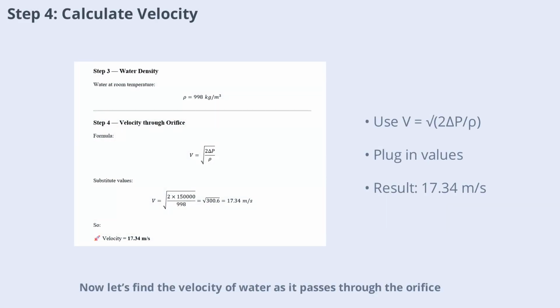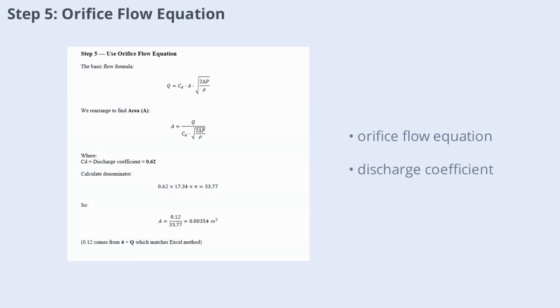We use the formula V equals the square root of 2 times the pressure drop divided by the density. Plugging in our values, that's the square root of 2 times 150,000 divided by 998. This works out to a velocity of about 17.34 meters per second. This velocity tells us how quickly the water will jet through the opening, which is key for determining the required area. Now we connect flow rate, velocity, and area.